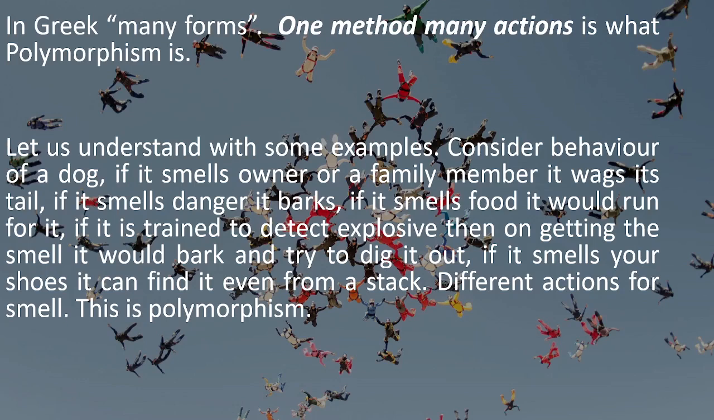So if it smells shoes, it can even find the owner, and it can even find the shoe within a stack or heap of shoes, right? So different actions for the smell is polymorphism. This is a very simple example to understand. Since we have seen dogs and the behavior is well known, it is very easy to understand. Always try to relate object oriented with the real world, and you'll be able to understand the concepts clearly.